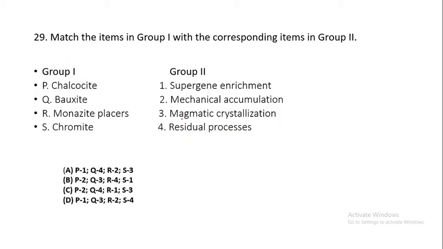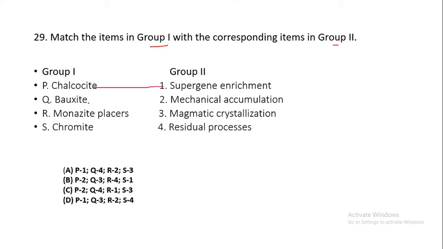This is also a match the following question. We need to match group 1 and group 2. Here it is given various processes that result in the formation of various deposits. So we need to identify what deposit is formed under what formation. This is also a very direct question. First option is chalcocite. We know chalcocite is formed by supergene enrichment. So this will be the answer for chalcocite.